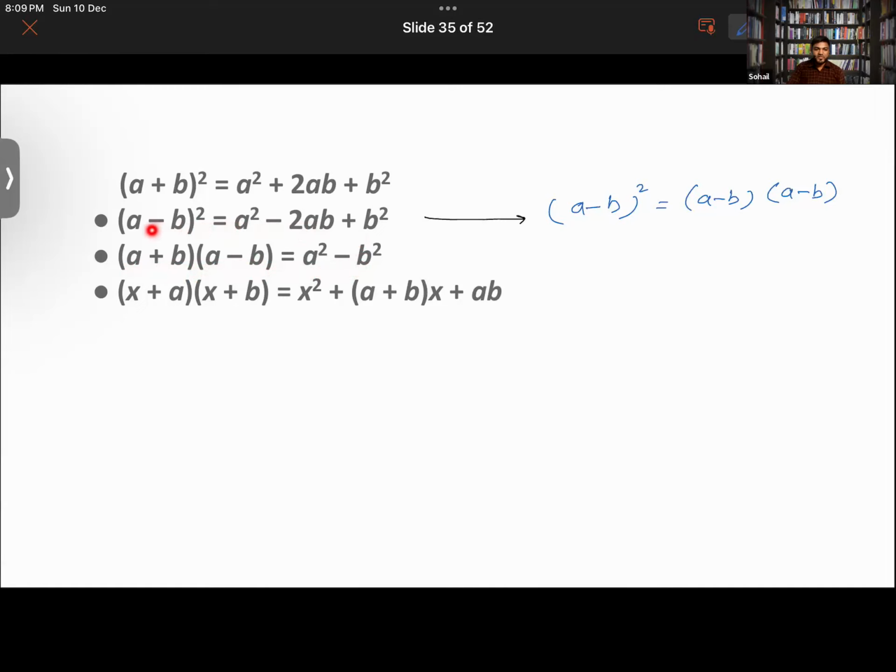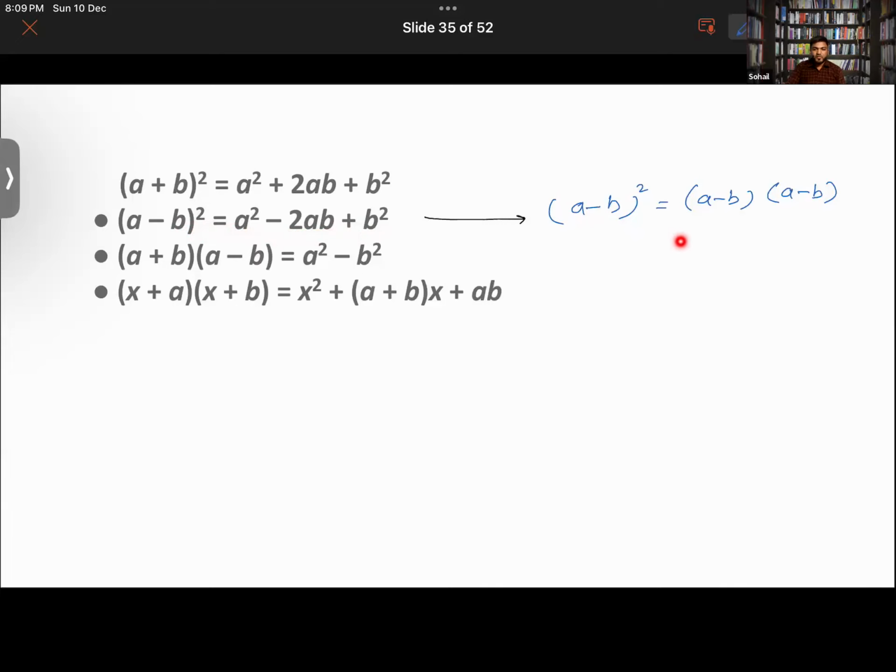Okay. Stick to this one. Stick to the second identity. By the way, Moaz, Ahmed, Arhan, Arham, everyone is clear with the first identity or not? Yes, the second one we are doing now. We are trying to prove that A minus B whole square is A square minus 2AB plus B square. Why is this happening? Right now, let's try to derive it.